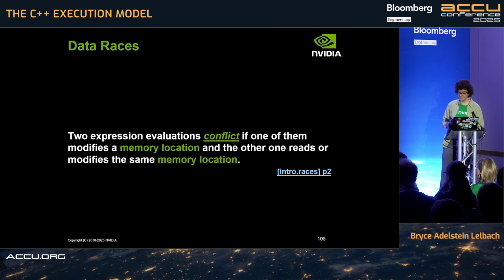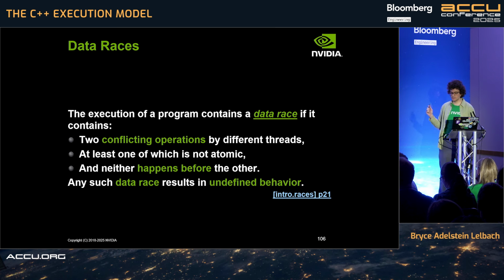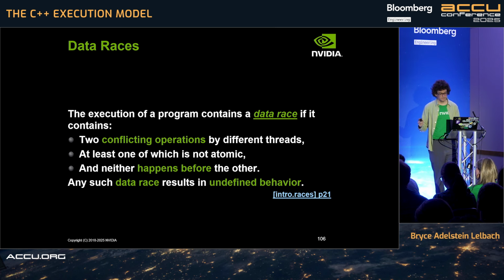So if you rely on ordering that is not guaranteed by happens before, then you have a data race. And a data race starts with conflicting operations. So two expression evaluations conflict if one of them modifies a memory location and the other one reads or modifies the same memory location. So a data race occurs when you have two conflicting operations performed by different threads, at least one of which is not atomic, and neither happens before the other. So any such data race results in undefined behavior.